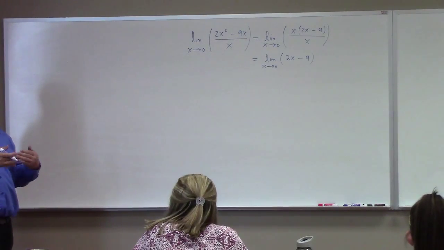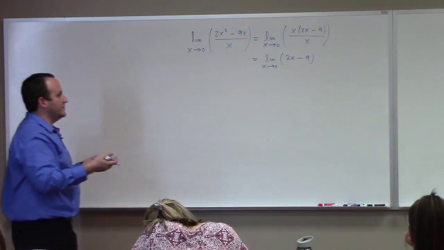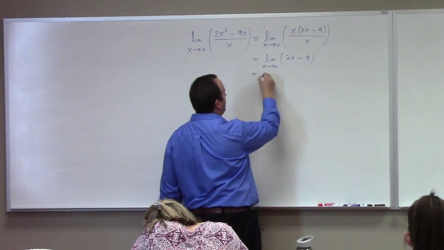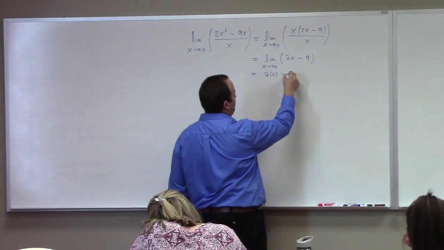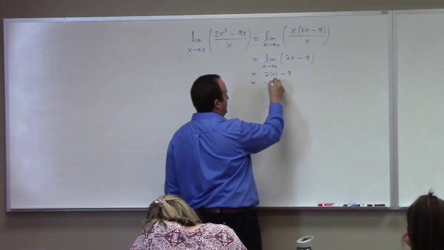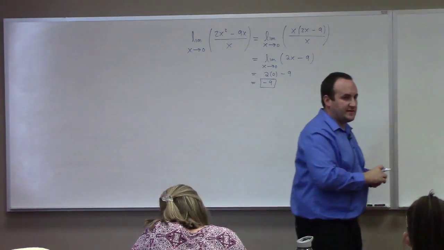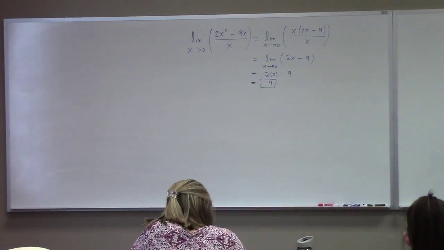Aha, now we go back to our original attempt, just try to plug in the number. Can we do it now? Plug in 0, what do you get? 2 times 0 minus 9. Again, this is a shorthand for using those limit laws. So for my example, it's minus 9. Does that help?